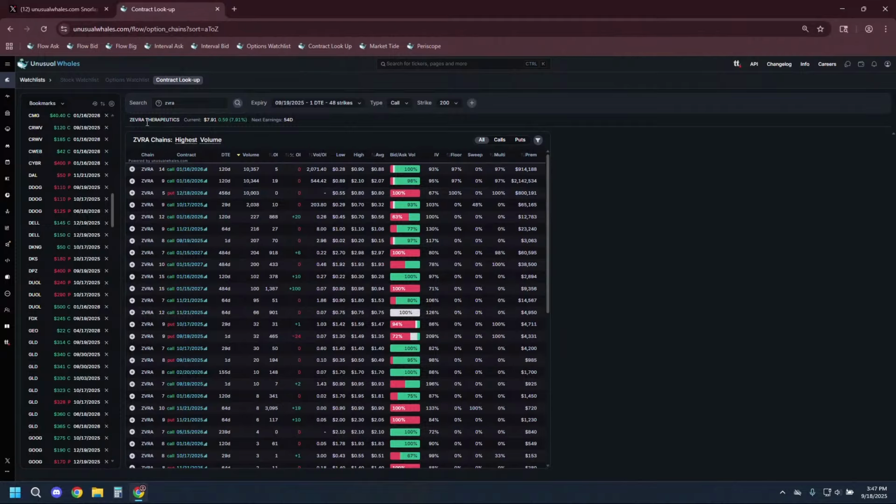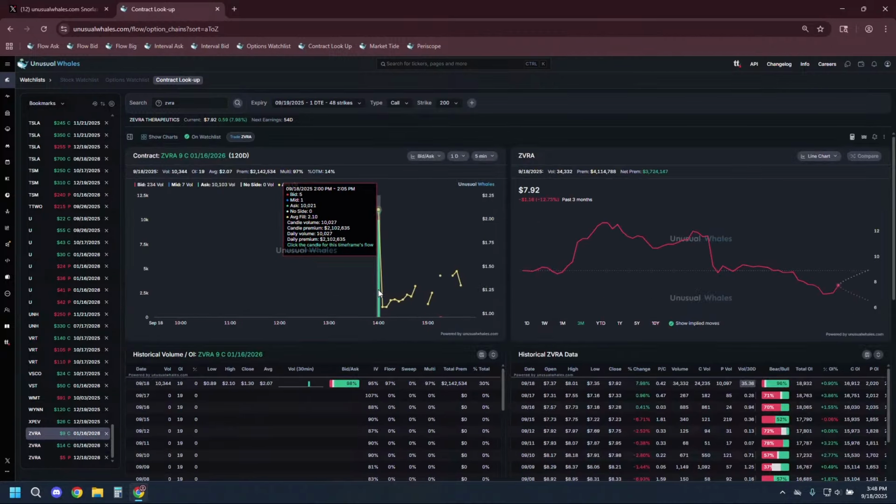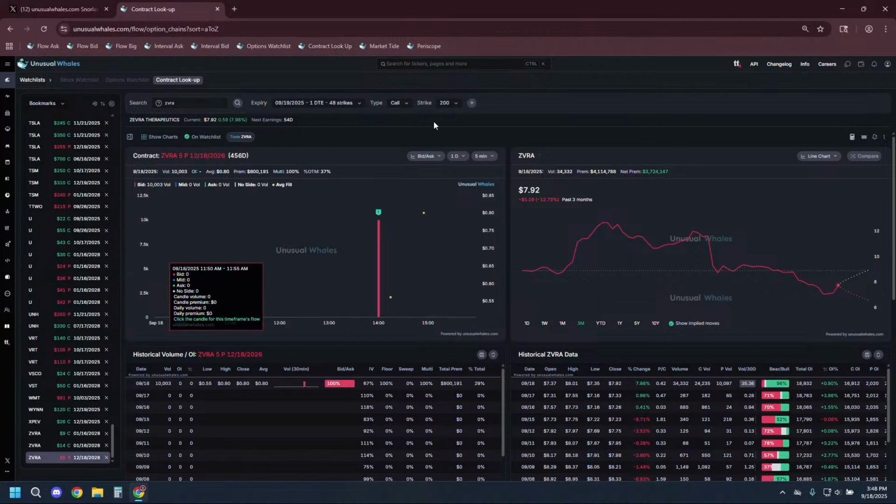So we got the Zevra Therapeutics, perhaps a bigly bull trade. We have a bid side put being traded with 2 calls that are probably a call spread. 10,000 volume, 10,000 volume, 10,000 volume, all multi-legged. It's just very clear that this activity is linked. I've added all 3. I'm just going to click through. They're all going to take place at the same time. And this was at 2. This is at 2. This is at 2.